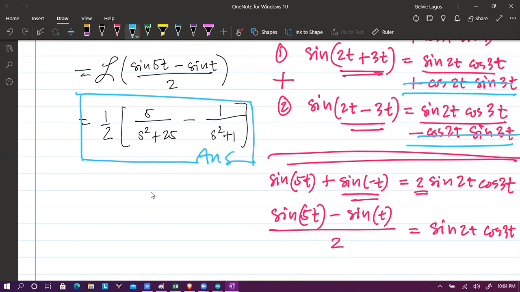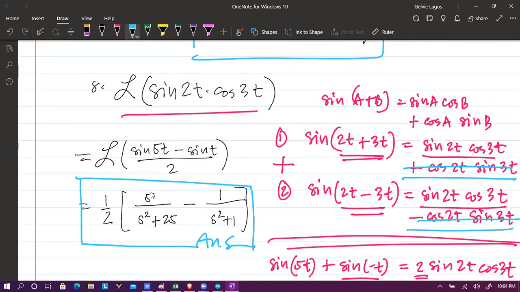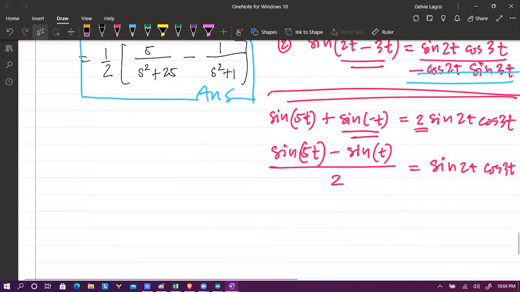All right, so that is the Laplace transform of sine 2t and cosine 3t. Now take note of the derivations because you will be doing this in your activity for today. Now let's try to solve another, or the last problem.